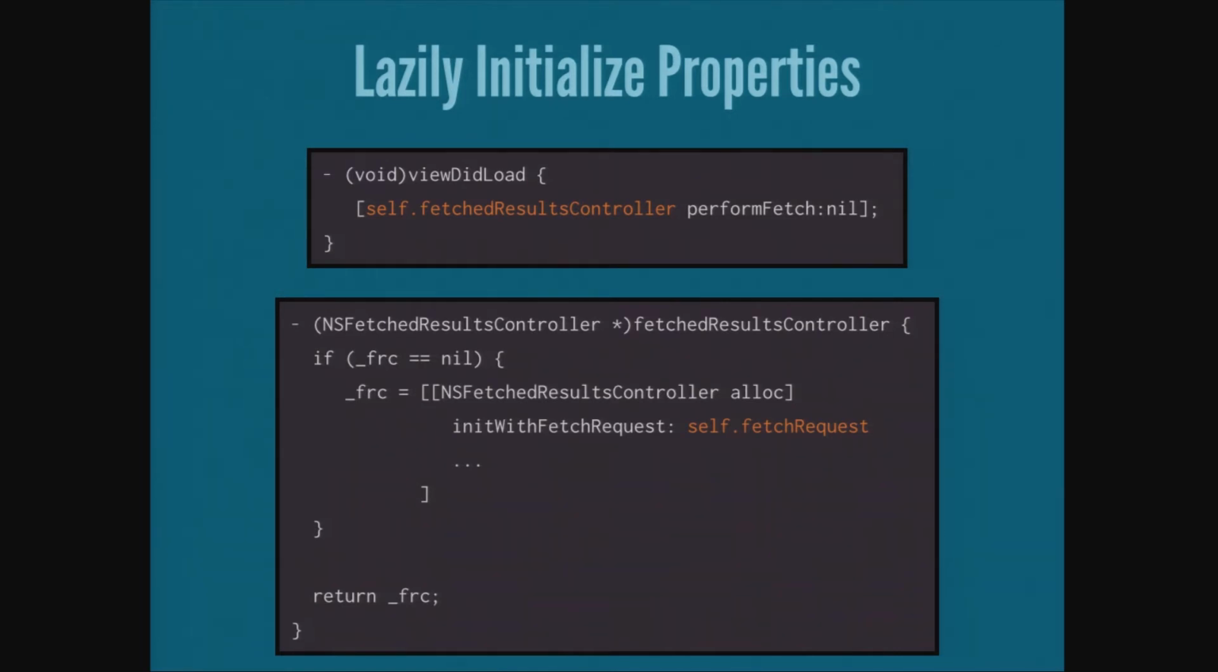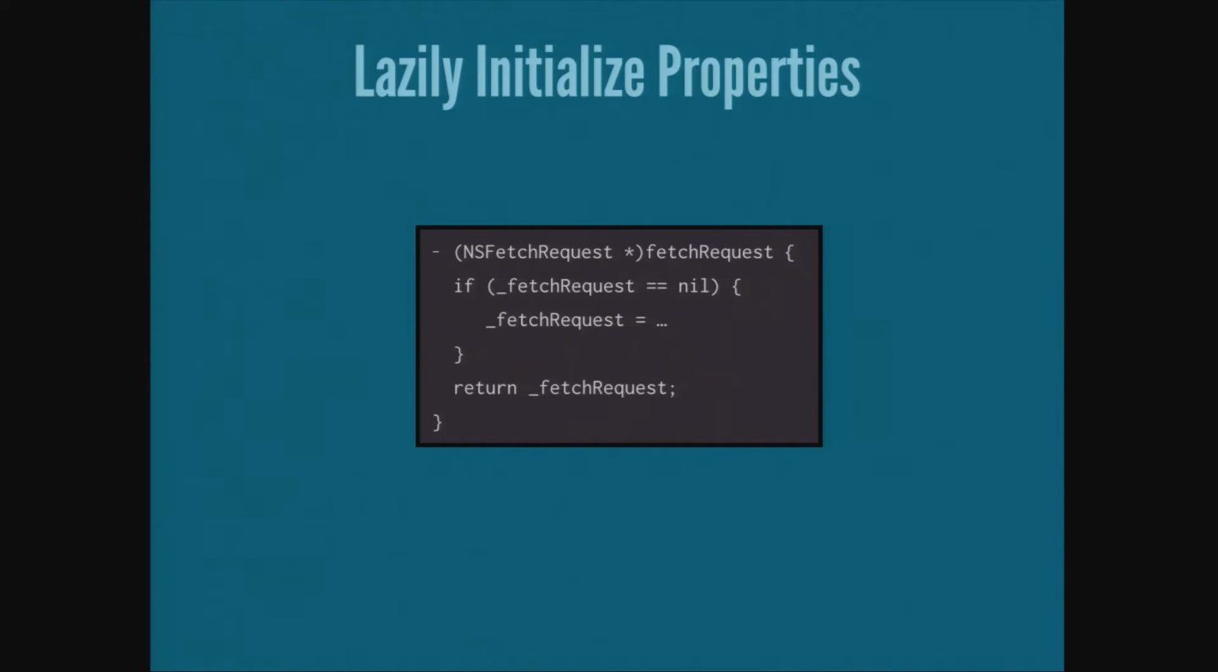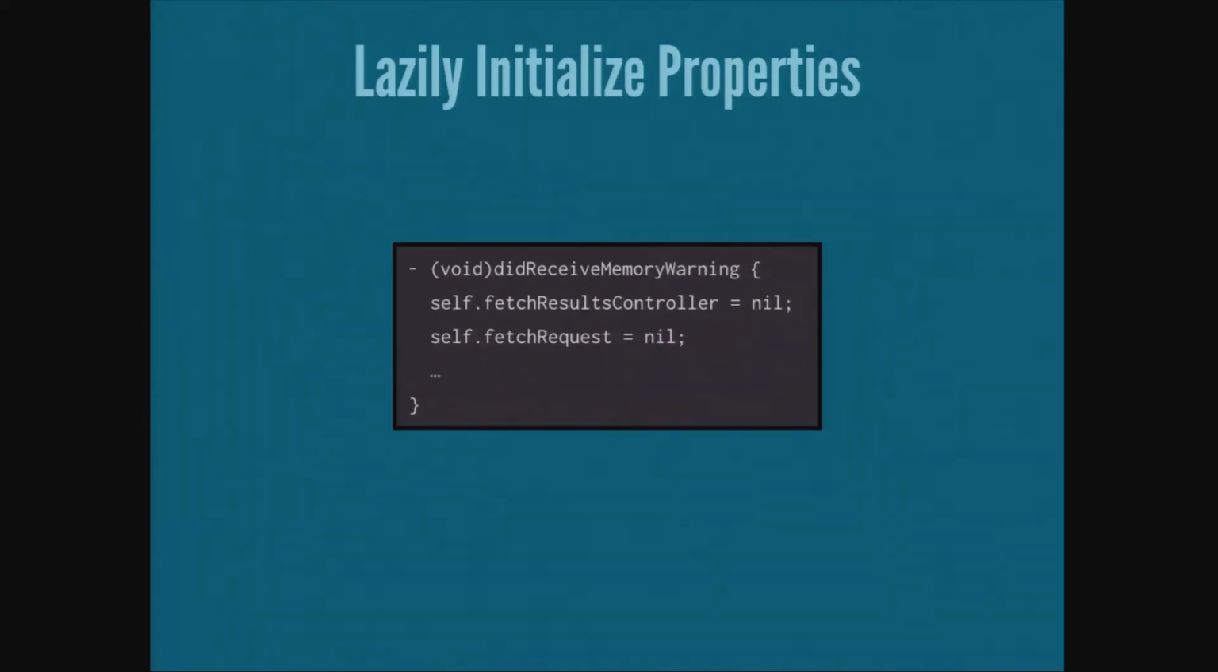So notice I need a fetch request for this. So again, I've deferred that to a property, pretending that it exists. And that ends up looking like this. So if I don't have a fetch request, then I create one and I return it.